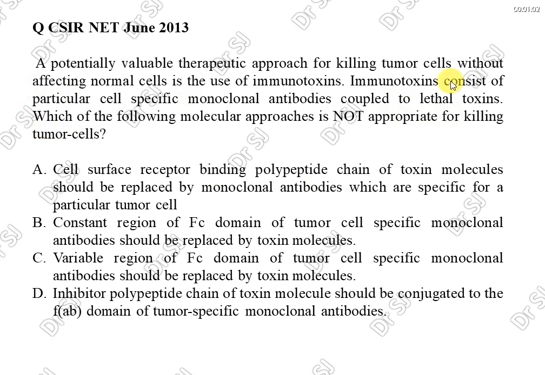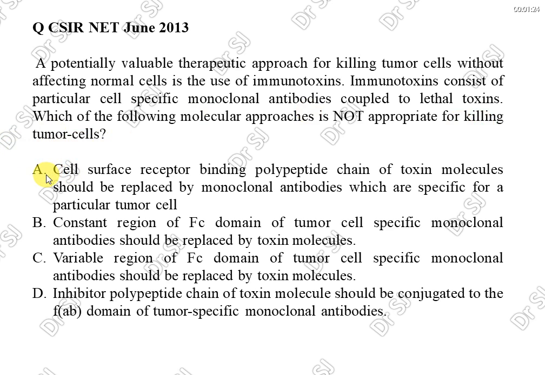Why will these immunotoxins be used? To kill the tumor cells. So the monoclonal antibody in this immunotoxin should be very specific to the tumor cell. This much we should get from the question itself. Now it says, which of the following molecular approaches is not appropriate for killing the tumor cell?